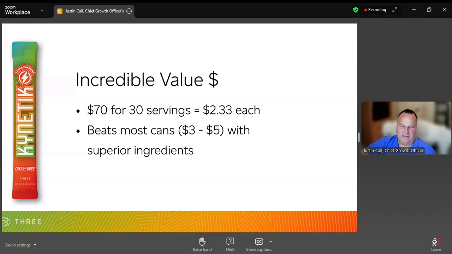So not only do we compete, we outcompete with our ingredients, but we're super competitive with our price. And more often than not, we're under the price of out there walking in a gas station. Not just talking about network marketing companies, we're competing with all of those things that are out there and we're crushing it.